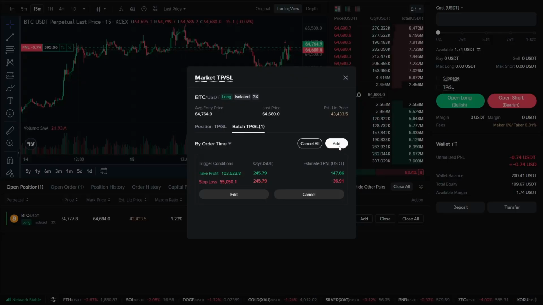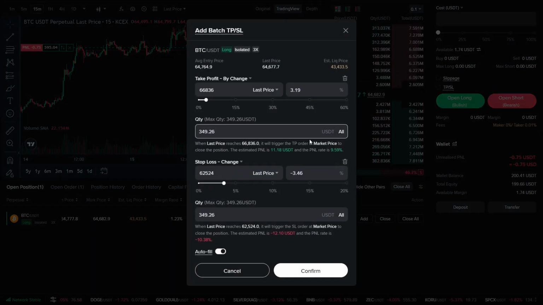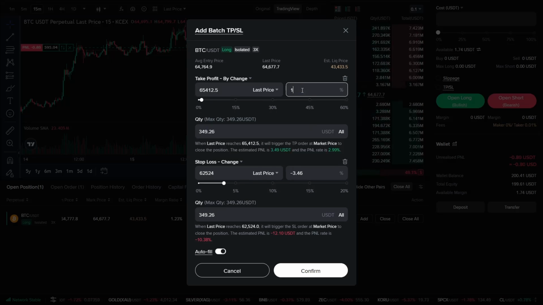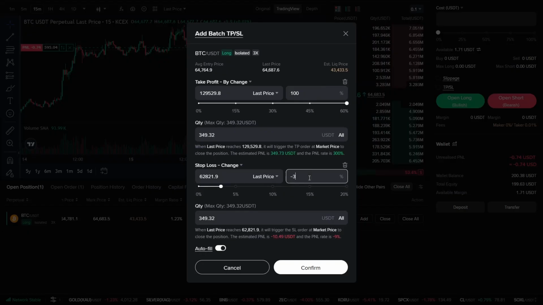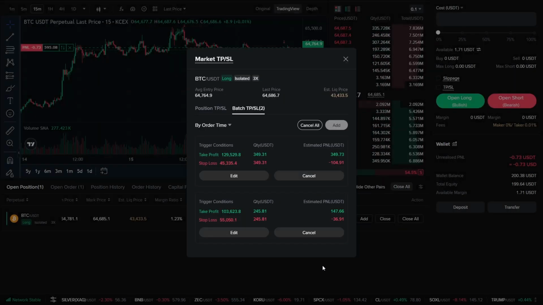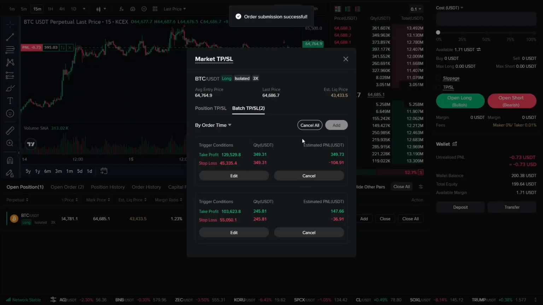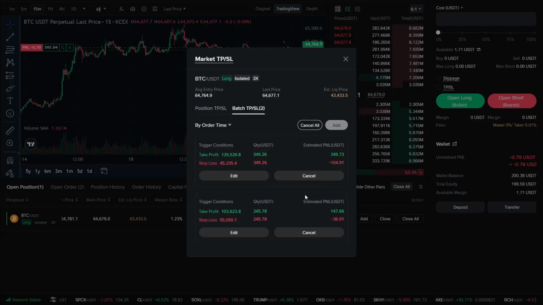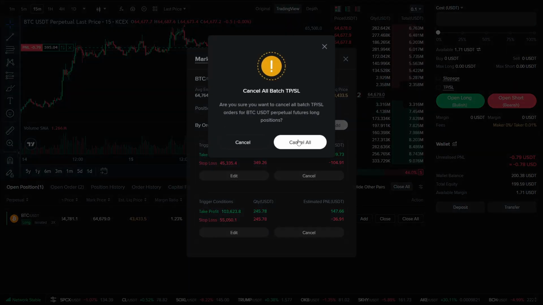We can now add a second order, and this order is going to be the rest of our position. I'm going to let the trade run. So I don't want to be fully out of my position unless Bitcoin is up 100%. And on the downside, if Bitcoin goes past about 45,000, I don't want to stay around for much longer and I'm going to exit my position, and we can confirm this. We can now see both of our batch orders. We can edit or cancel them here as well. If we wanted to cancel the orders, we can just click on cancel all.